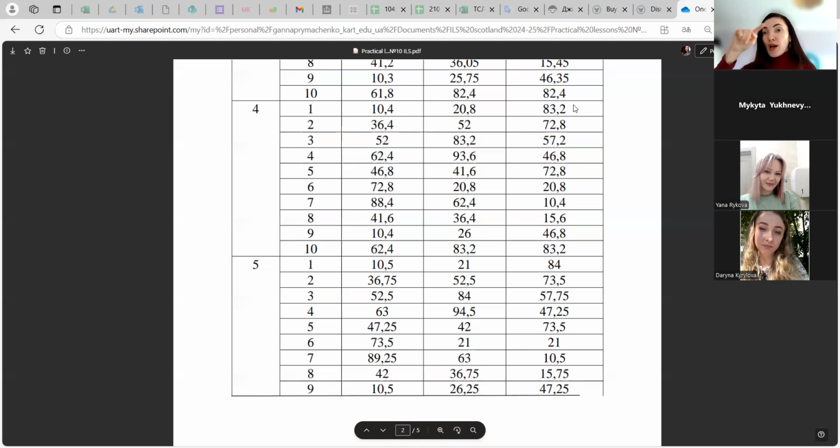After it, we add the next parameters: 36.4 multiplied by 72.8, add 52 multiplied by 57.2, and add the next. And one by one, multiply these x parameters by how many cargo we need, one by one.